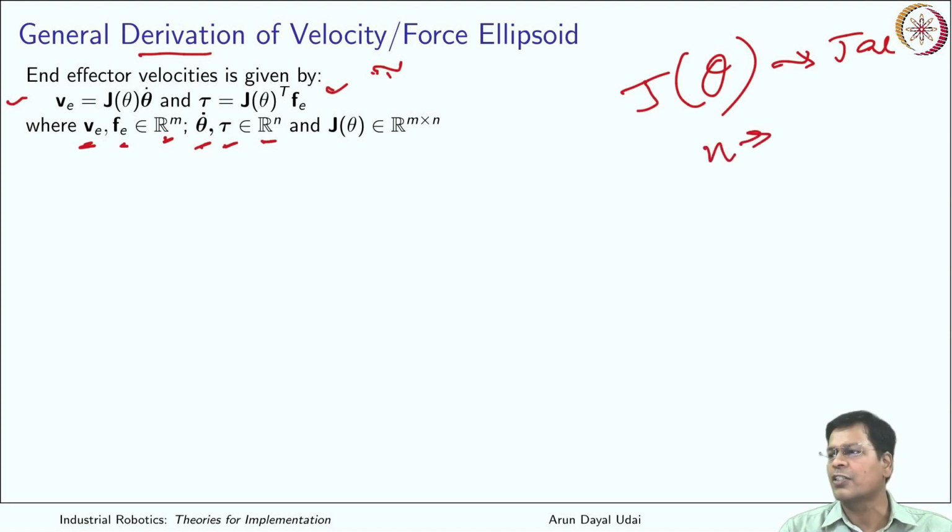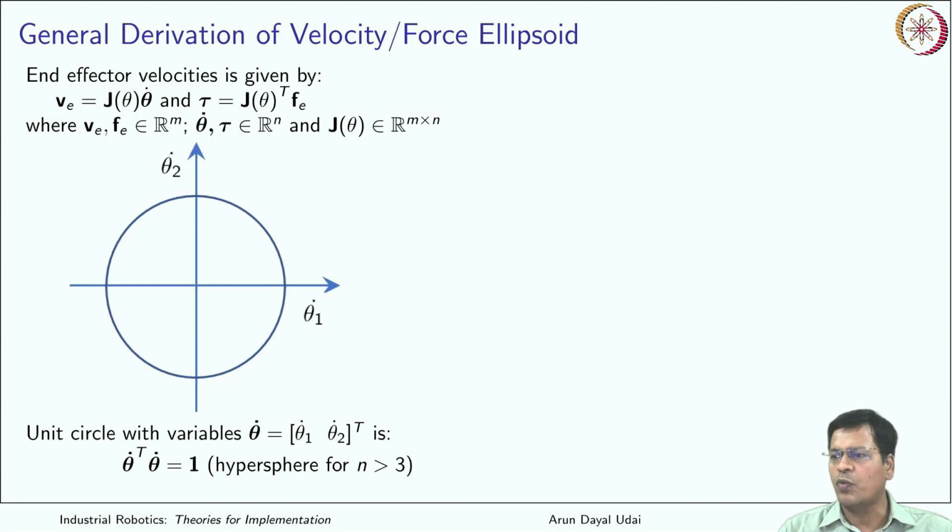The n is the degrees of freedom, that is, the number of joints a robot has. So the Jacobian of theta, which is a function of theta, is in R^(m times n). It is m times n, that is your J. Okay, that is the dimension of J. If you want to study the effect of joint velocity, the maximum possible combinations of joint velocities, which can give you different kinds of end effector velocities.